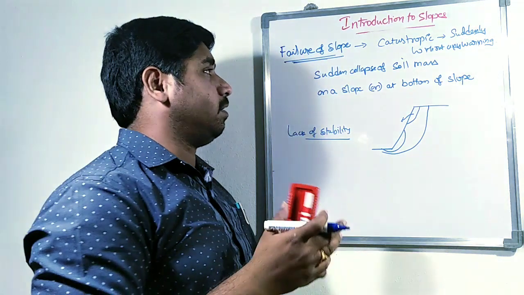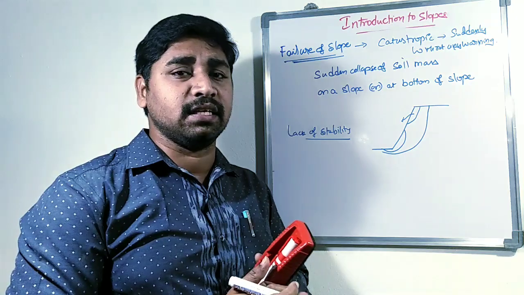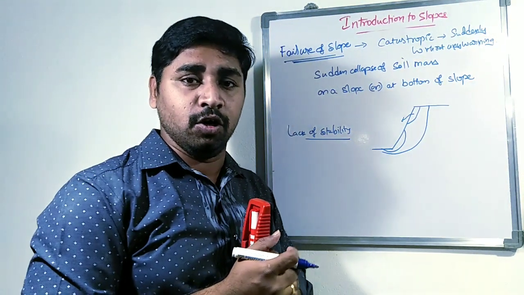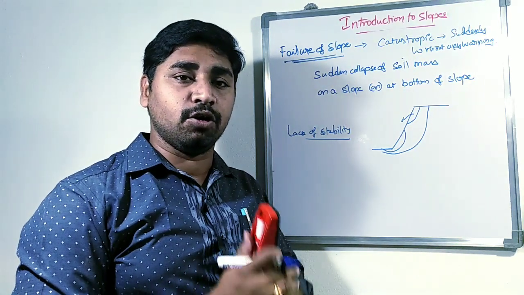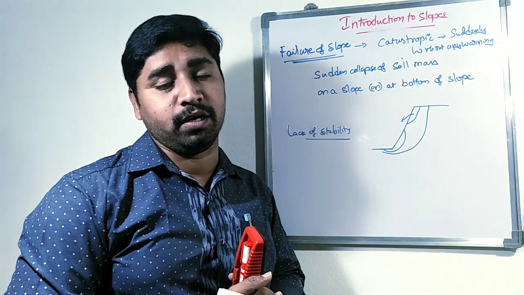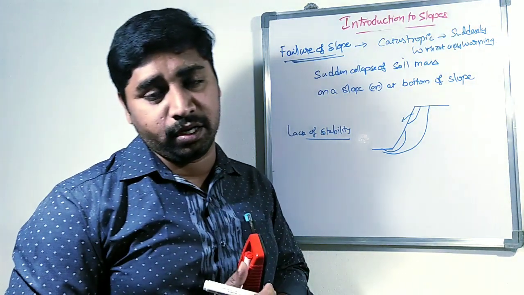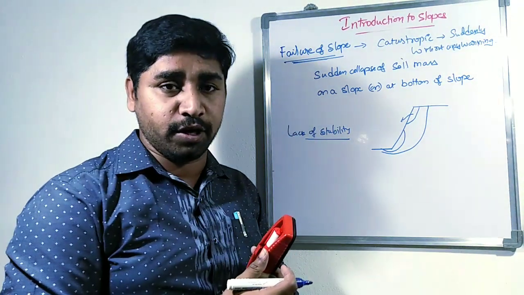Catastrophic, and which happens suddenly without any warning. So that is the reason analysis of slope stability is very much important to know about the stability condition, and in order to predict the behavior of that particular slope, or in order to predict the failure of that particular slope. So that is why slope stability is very much important.